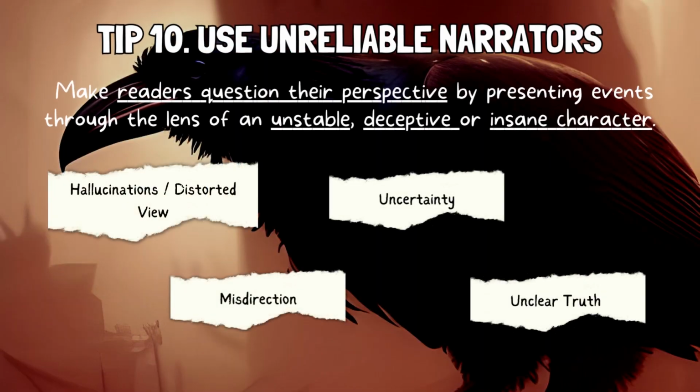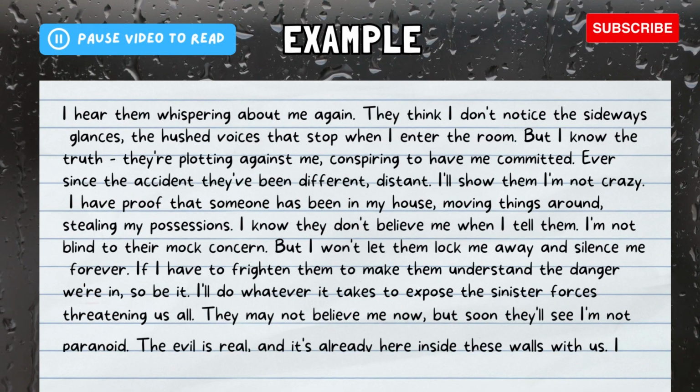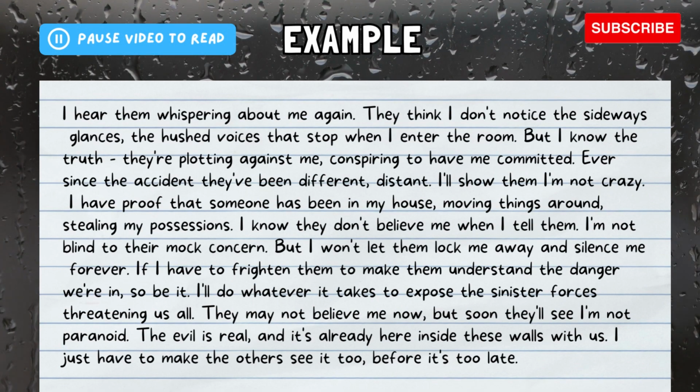Tip 10. Use unreliable narrators. Make readers question their perspective by presenting events through the lens of an unstable, deceptive or insane character. The use of unreliable narrators is a storytelling technique that can keep readers engaged and intrigued, as they grapple with the uncertainty of what is real and what is imagined. Take a look at this example. Presenting events from the perspective of an unstable narrator makes the reader question what is real versus imagination.